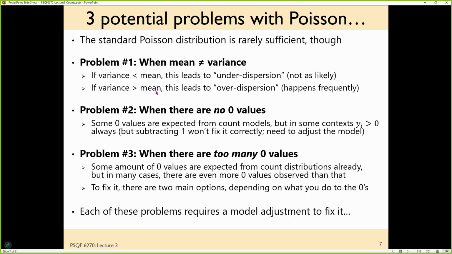If variance exceeds the mean, this is very, very common. This is over dispersion. So this is the one that we will need to fix most often. I'll show you how to do that in a couple different ways. Negative binomial is the one that we're going to focus on.